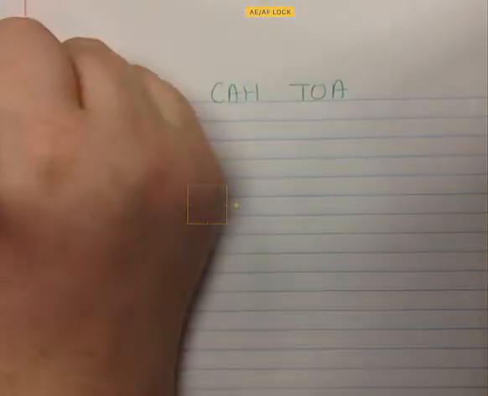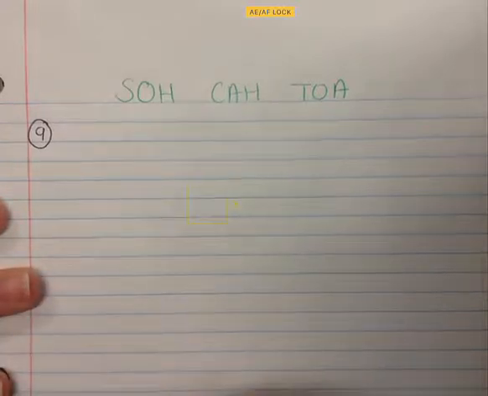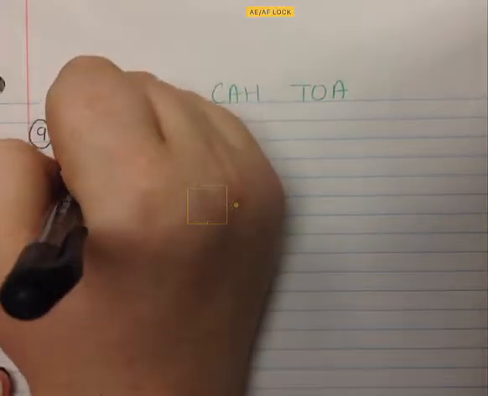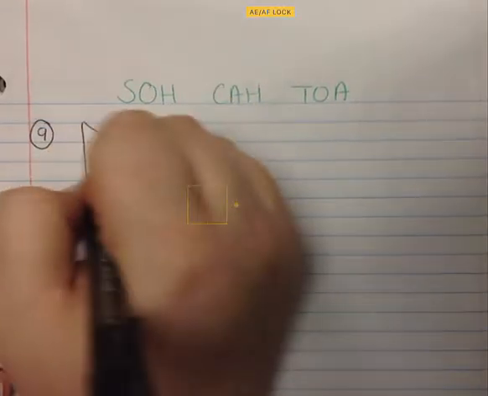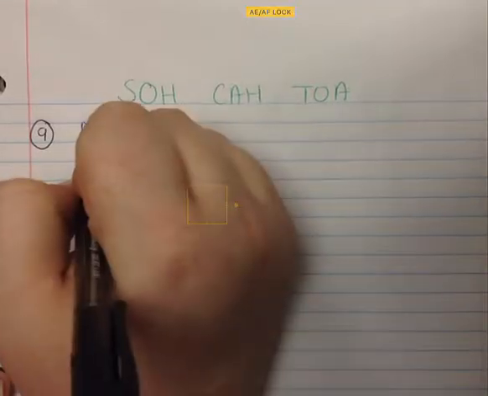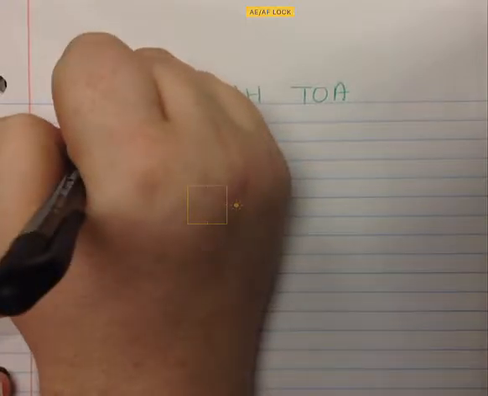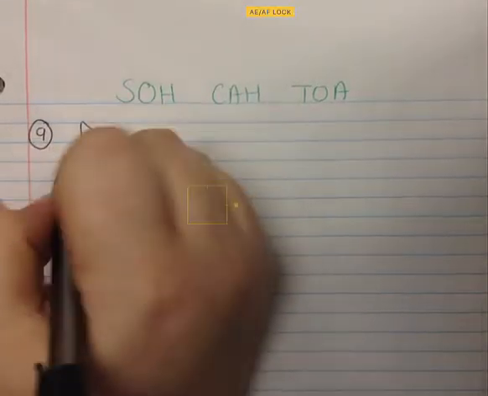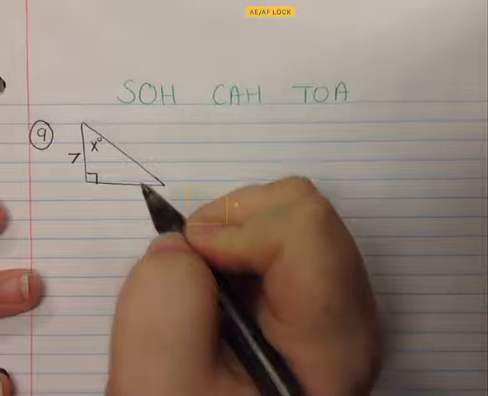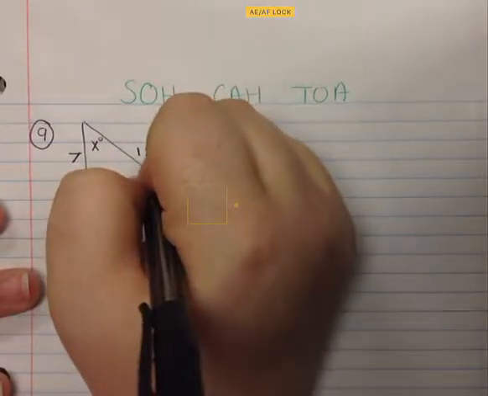First example, I'm going to call this number 9 because in the last video I had 1 through 8. Number 9, I'm going to draw a figure. I'm going to make it a right triangle. I'm going to have my x degrees right up there, a 7 on the side, and an 18 right here.